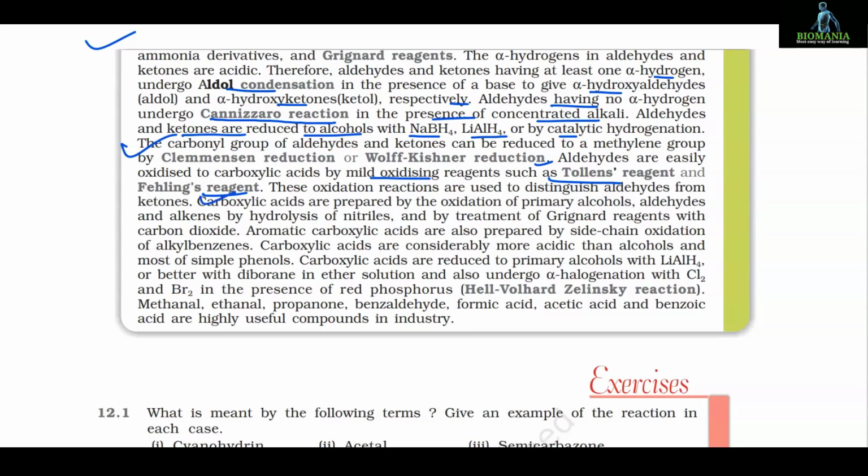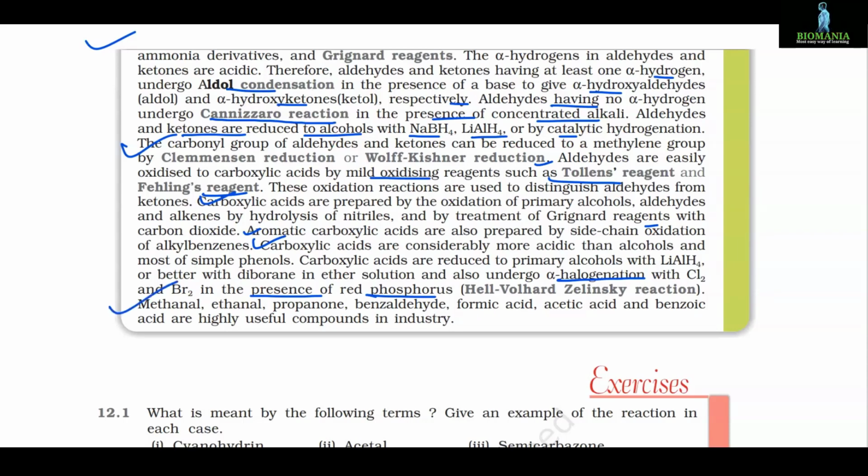Carboxylic acids are prepared by the oxidation of primary alcohols, aldehydes and alkenes, by hydrolysis of nitriles, and by treatment of Grignard reagent with carbon dioxide. Aromatic carboxylic acids are also prepared by side chain oxidation of alkylbenzenes. Carboxylic acids are considerably more acidic than alcohols and most simple phenols. Carboxylic acids are reduced to primary alcohols with LiAlH4 or better with diborane in ether solution, and also undergo alpha halogenation with Cl2 and Br2 in the presence of red phosphorus, the Hell-Volhard-Zelinsky reaction.